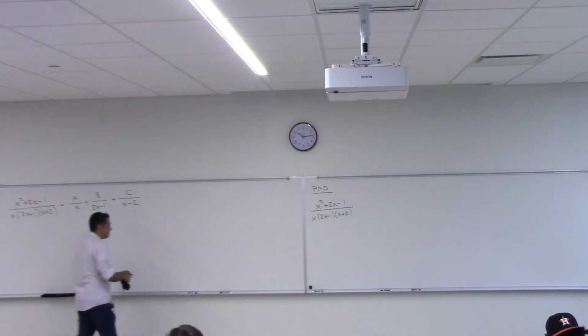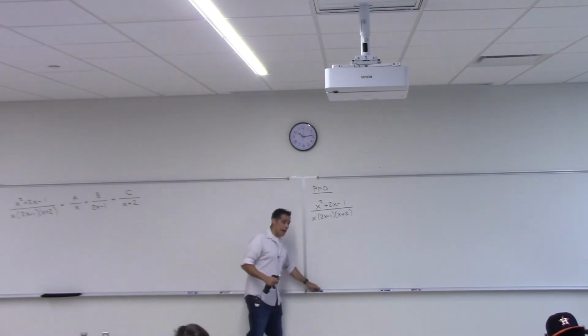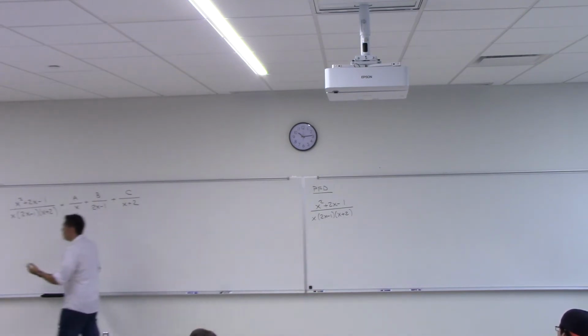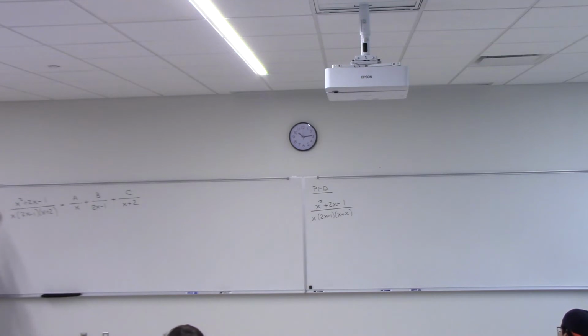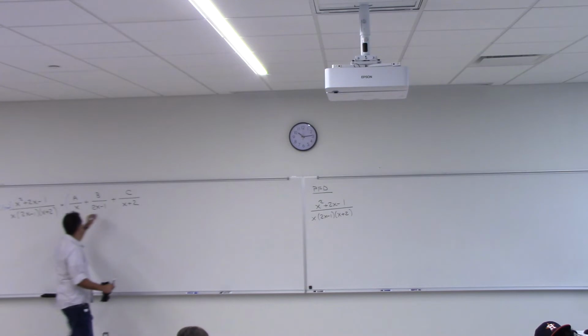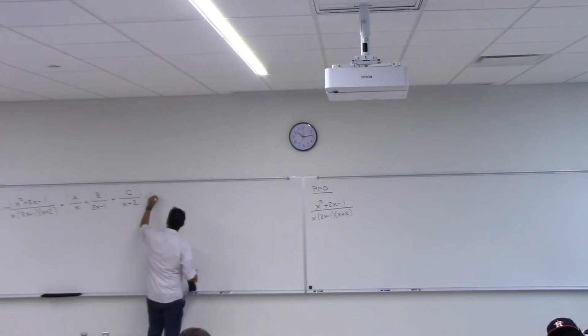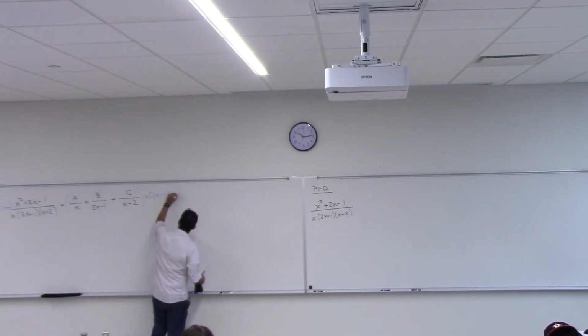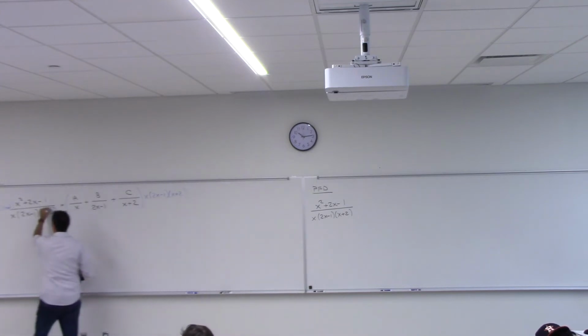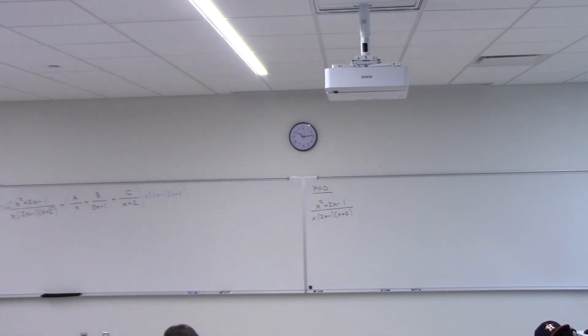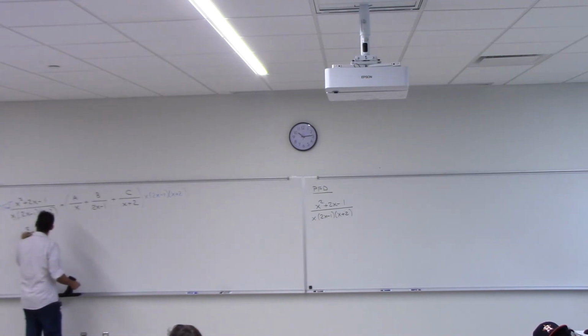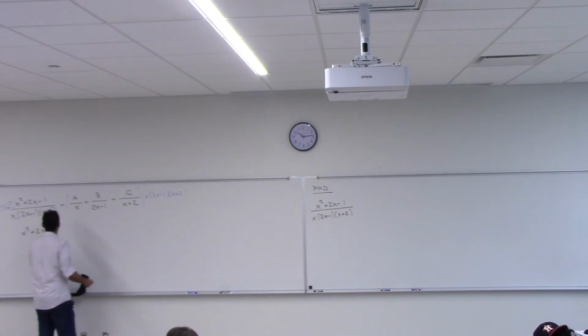This is where you have to clear the fractions. So you're going to multiply the left side of this equation by this denominator. You multiply by x times 2x minus 1 times x plus 2. You do that on the left side, and you do that on the right side: x times 2x minus 1 times x plus 2. And then this goes away, right? And what you're left with over here is x squared plus 2x minus 1.